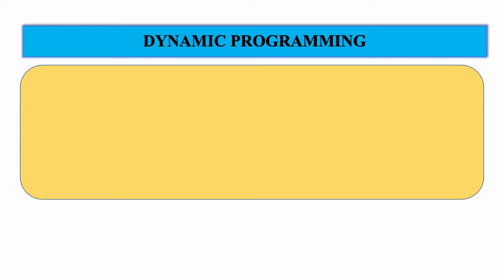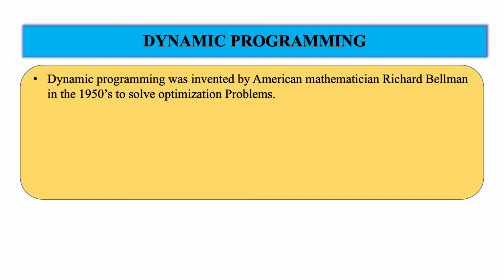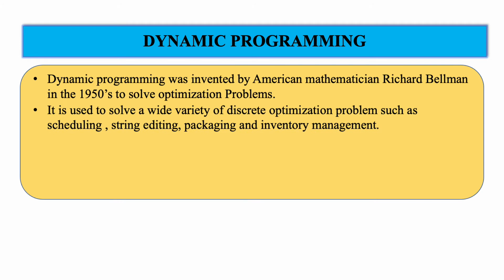Dynamic programming was invented by an American mathematician, Richard Bellman, in the 1950s to solve some optimization problems. It is used to solve a wide variety of discrete optimization problems such as scheduling, string editing, packaging and inventory management. There are many more applications of dynamic programming, which is used to solve discrete non-linear optimization problems. So what is the main concept of this approach?